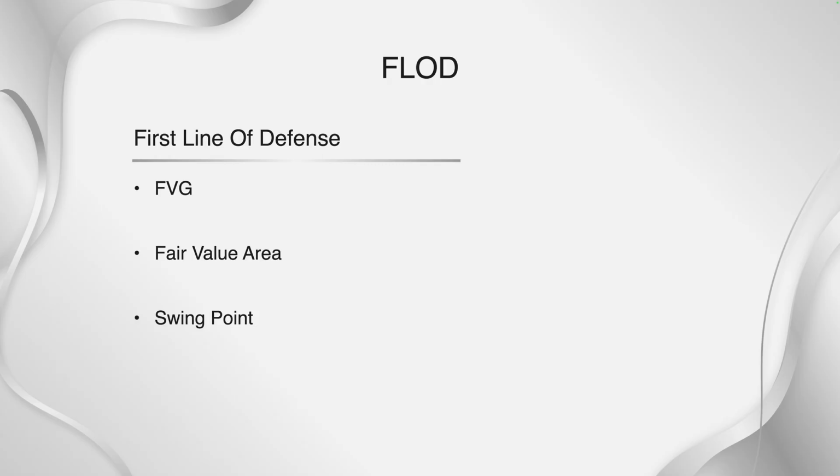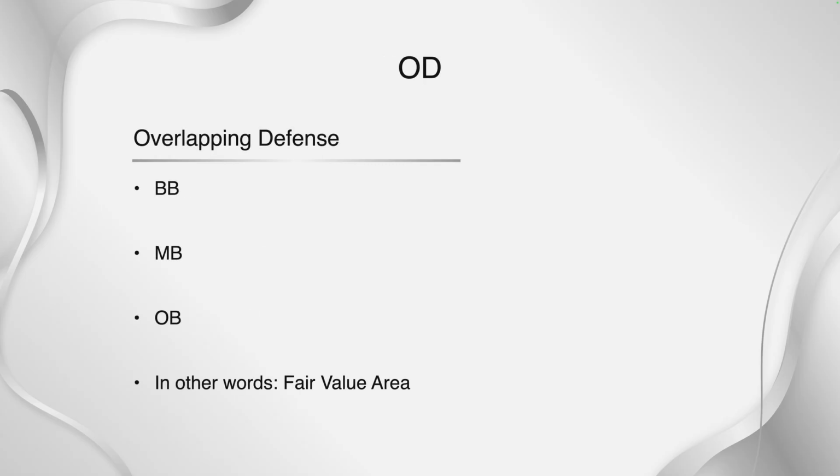Then after that, we have, of course, the overlapping defense. Now the overlapping defense doesn't change. It's always going to be the same exact thing, but there is differences in overall probabilities again. The overlapping defense is always going to be either a breaker block, a mitigation block, or an order block. In other words, it's always the fair value area. So the overlapping defense is probably the most easy one. It is not super difficult to understand in my opinion, but we do need to understand again, and that leads to the first line of defense.